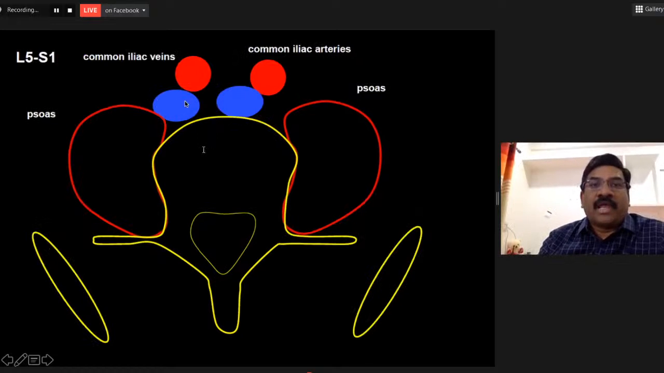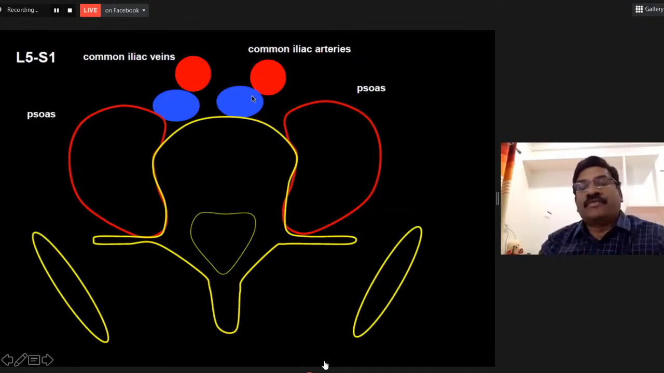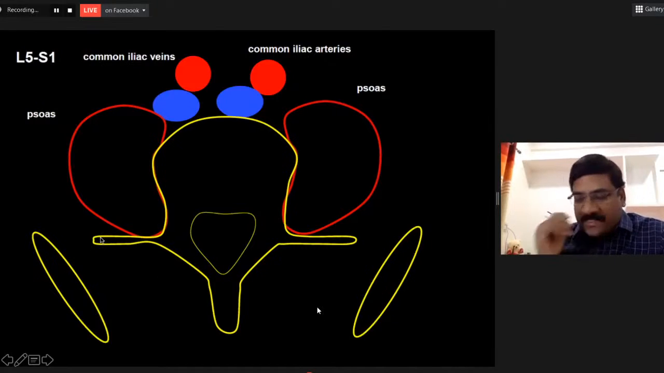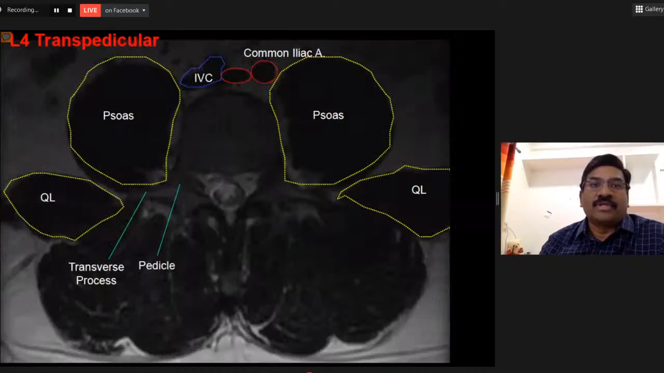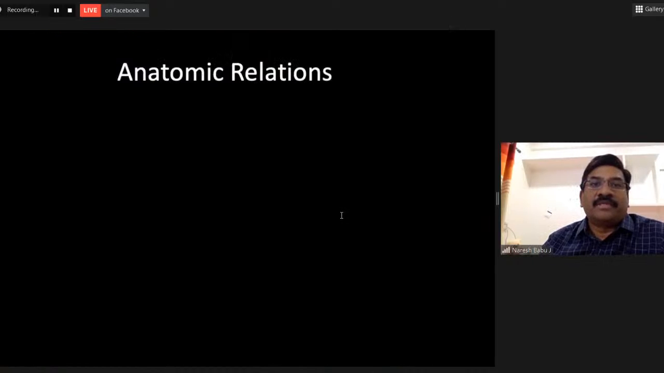At the L5-S1 level, you see four vascular circles. So two are the ones which are forming the inferior vena cava, and then the two common iliac arteries. And the psoas is seen, and you don't see quadratus lumborum here. So these are the few things which are important to understand, to know which level you are actually looking at. This is the L3-4 level, which shows most of the things, and L4 level, I think I'll just skip this repetition.